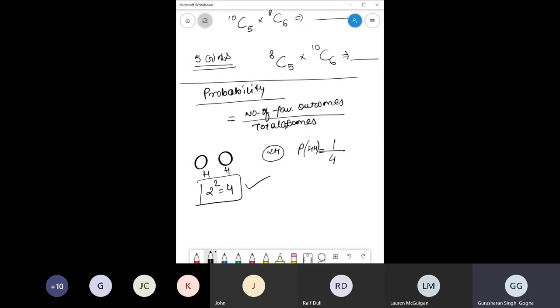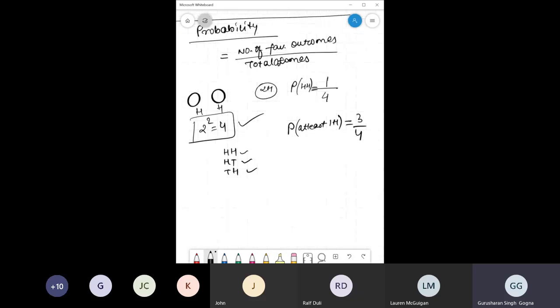Okay. Similarly, what is the probability of getting one head, or I should say at least one head? Now, if I use the words at least one head, it means it can be one head, it can be 2 heads, isn't it? So at least one head means head tail, or tail head, or head head. These are the 3 outcomes, isn't it? 3 out of total 4. So 3 over 4 is the probability.